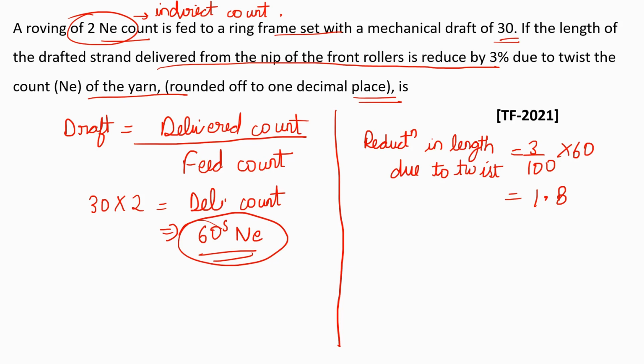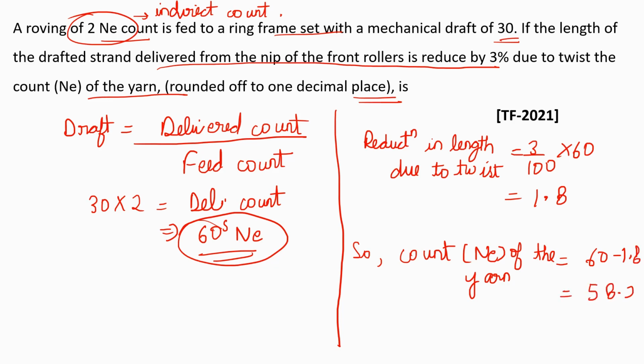So the count of the yarn after the reduction in length, in Ne, would be 60 minus 1.8. 60 minus 1.8 comes out to be 58.2. 58.2 Ne would be the right answer, and you have to write it in one decimal place. So the correct answer is 58.2. It was a 2-mark question of GATE TF 2021. I think it is very much clear to you. Now coming to the next question.